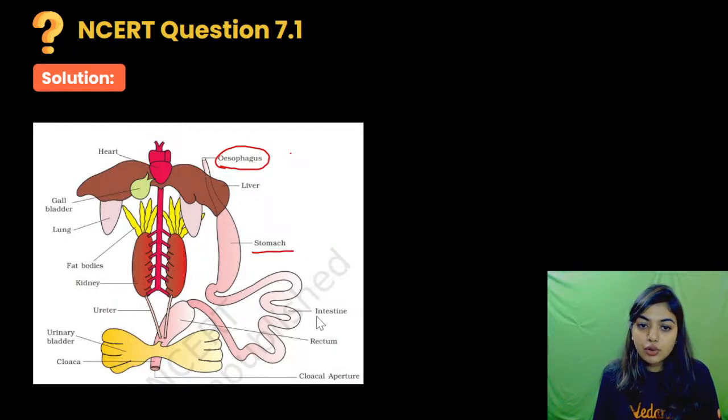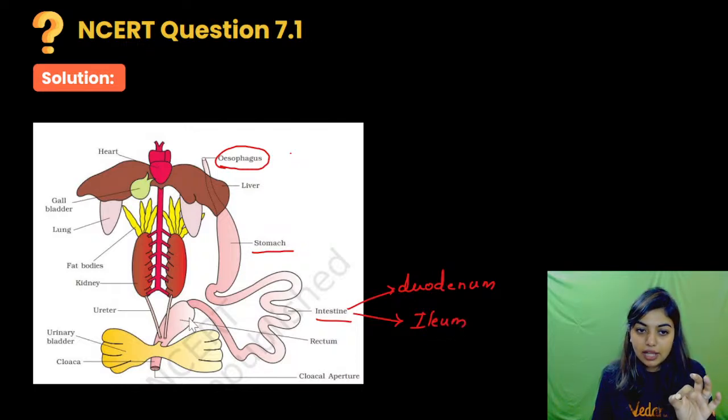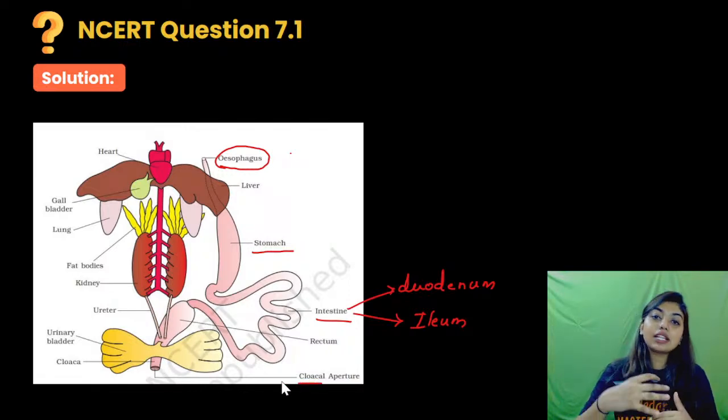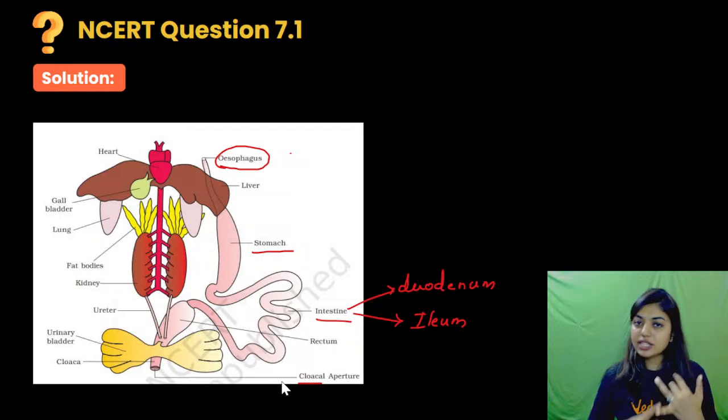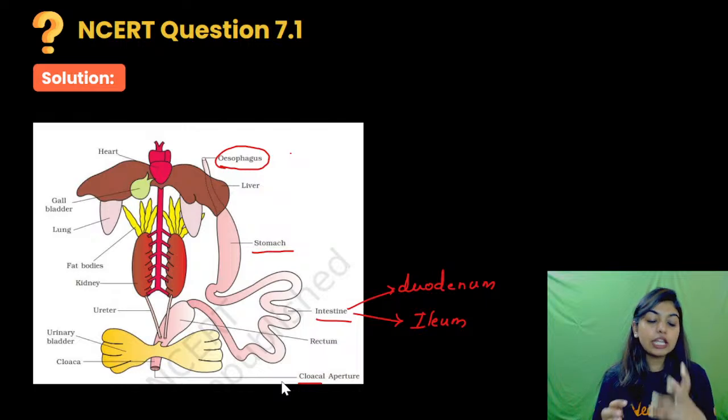From the stomach it is going to go into the intestine, and in the intestine, as I told you, there are two parts: your duodenum, which will be the first part where the food goes, and then the ileum. From there it is going to go to the rectum. As you can see here, one rectum is there. From the rectum it is going to go into the cloacal aperture, the cloaca. Cloaca is actually a common opening for excretion, for reproduction, as well as for the digestive system in frog. So cloaca is like the most important person, the hero of everything.